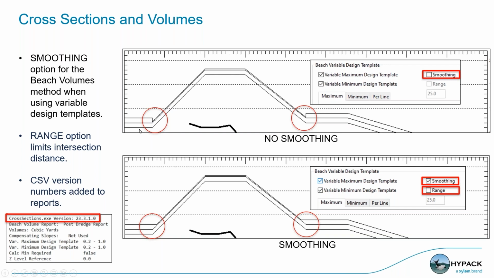In addition, we've added the version number of the cross sections program in the header of the report. This has also been a welcome addition. We've had this in TIN model for quite a long time, and somewhere along the way, it's like, oh, we should do this in cross sections and volumes. So at least it's a good QC tool: if there were any changes, somebody would know which version they were using and why it calculated a certain way.